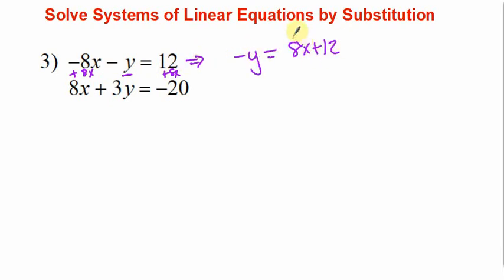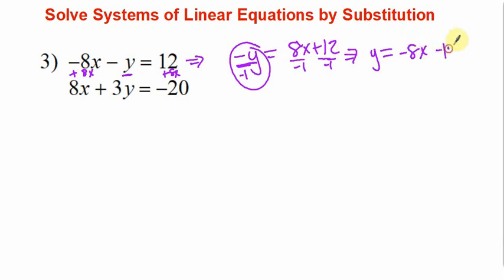We need it to be y equals, not negative y equals, and the easiest way to do that is just divide by negative 1. If that had been 10y, you would divide by 10. If that were a million y, you would divide by a million. So you do the same thing, you just have to solve for y with one extra step. So this becomes y. 8x divided by negative 1 is negative 8x. 12 divided by negative 1 is negative 12. Now we've solved for y.